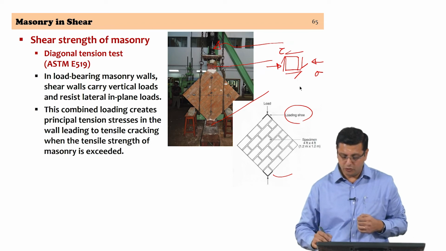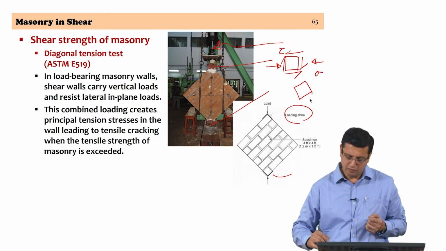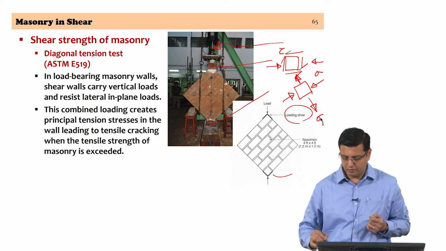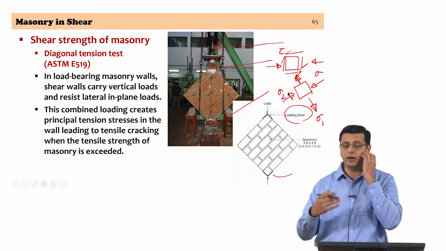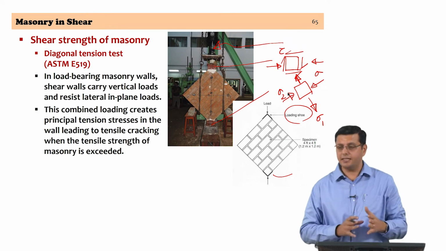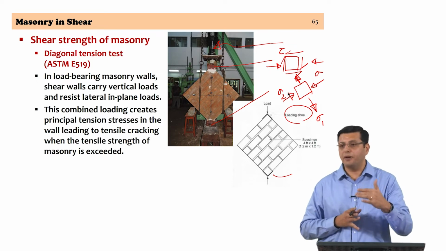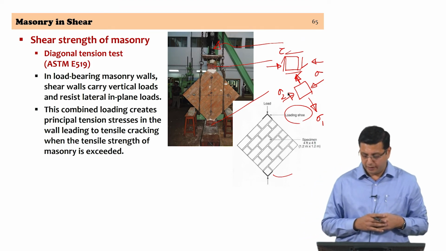So, basically you would have a situation of principal stresses acting with tension and compression, and failure is expected to occur perpendicular to the direction of principal tension. So, the test setup tries to replicate this sort of situation, and hence diagonal compression is being applied. You expect failure to occur perpendicular to the direction of diagonal compression.